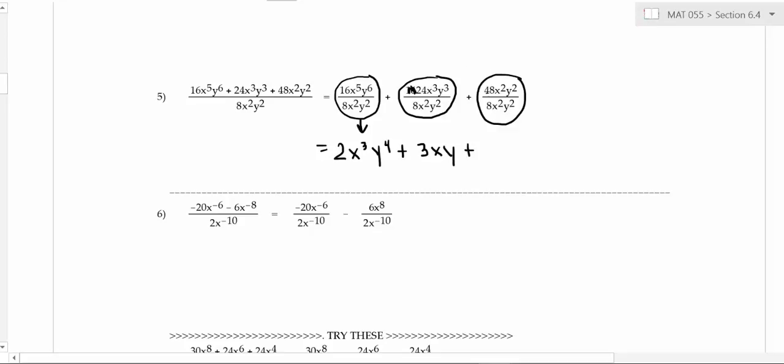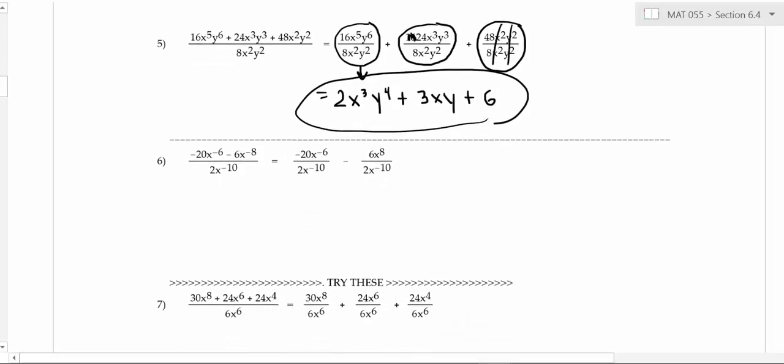Okay, the next one, you've got 48 divided by 8 is 6. And anything else? No, because they cancel out. Problem done. Okay, is that easy for everybody? If you think of it the right way, it should be. The next one's the one that's tricky.